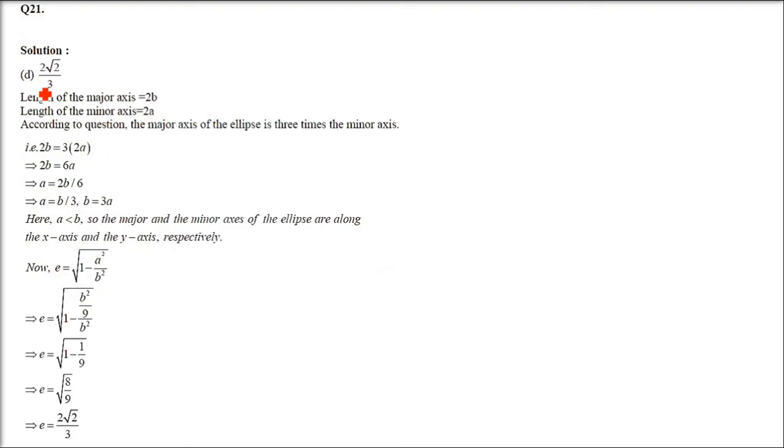Now this is question number 21. If the major axis of an ellipse is 3 times the minor axis, then its eccentricity is equal to? The major axis is A and this is equal to 3 times the minor axis. The minor axis is B. So you have A equals 3B. Now let us take the eccentricity. There is nothing given whether A is greater than B or B is greater than A, so we assume that A is greater than B.